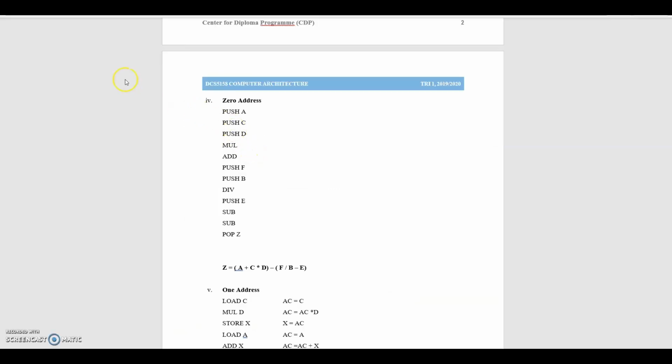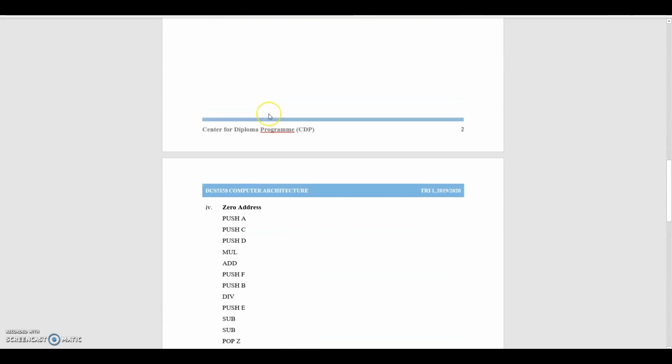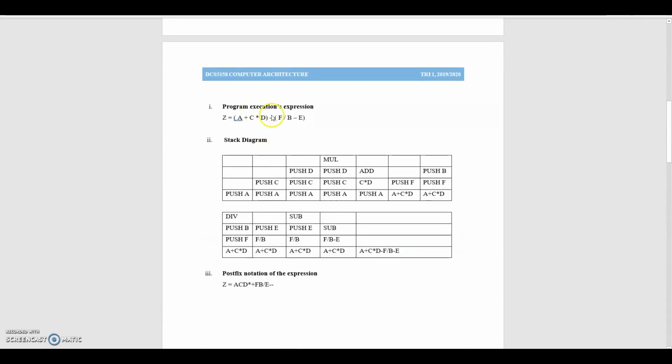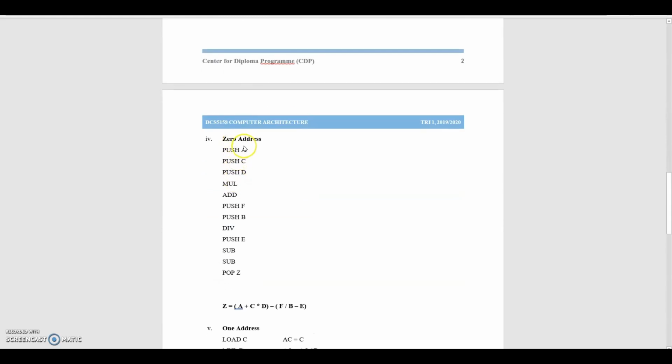My name is Muaz bin Abdullah, and today I will talk about zero address in stack diagram using this expression. As you can see here, we have Z equal to A plus C times D minus F divided by B minus E. So this is the stack diagram for zero address. This is the zero address execution. As you can see here, push A, push C, push D, multiply and add.